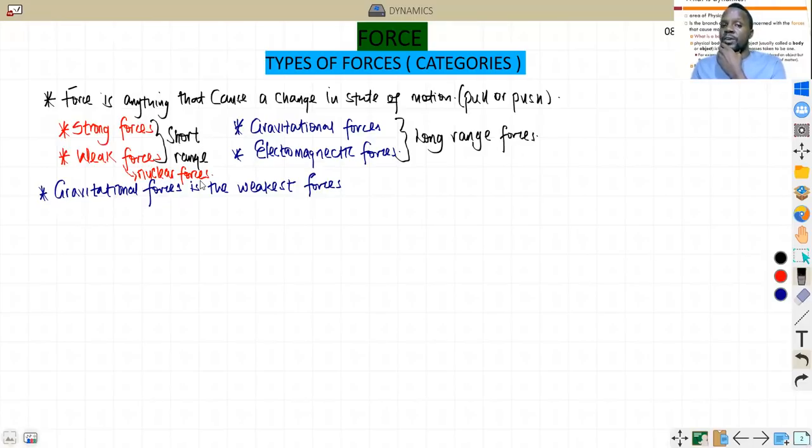So my dear student, what I'm saying in essence is that when we talk about forces in terms of their strength, we classify them with respect to gravitational forces, which I said is the weakest force. So you need to understand that. If we want to categorize force with respect to their strength, we use gravitational force as the baseline. We've talked about gravity before, time and time again. So if we say gravitational force is the weakest force, which we have stated.